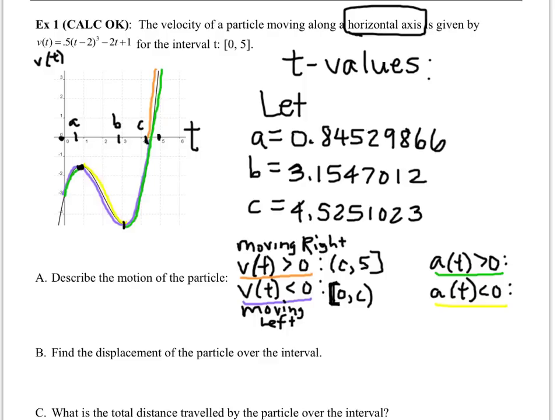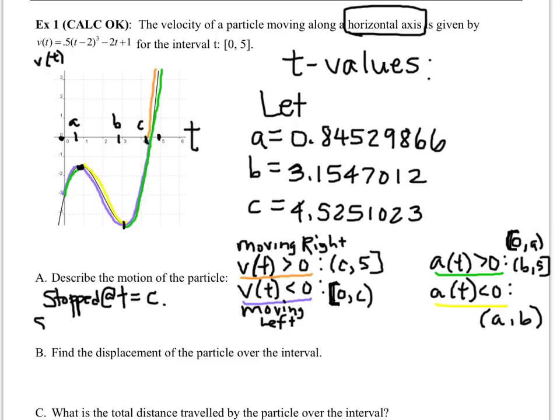For the particle speeding up and slowing down, we have to talk about a of t and v of t having the same signs. But the first thing that we're going to do is identify where a of t is greater than 0. And remember, that was two regions, brackets here, from 0 until A, and again from B until 5. Okay, so a of t less than 0 was from A until B. All right, so you can say that the particle is moving to the right from C until 5, moving left from 0 until C. You can now say that the particle is stopped at t equals C.